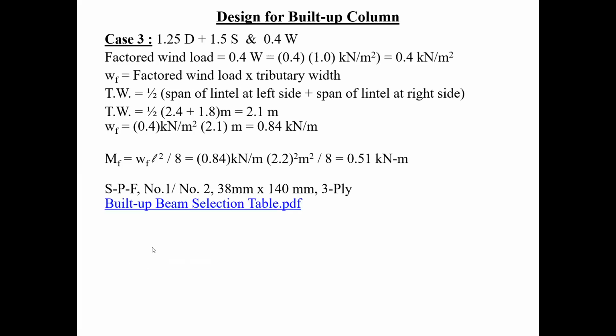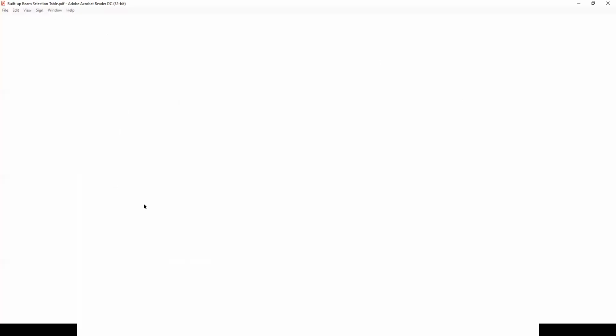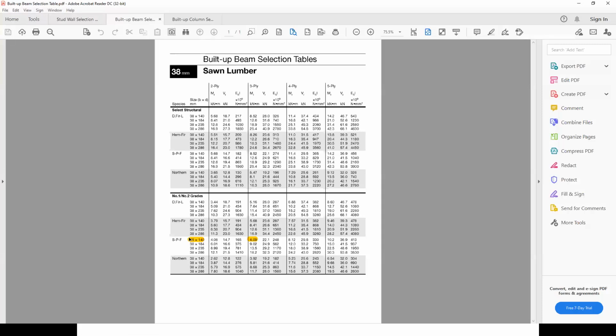Okay, so you go to built-up beam tables, SPF number 1, number 2. Okay, so we come here and we look for SPF 38 by 140, 3 ply. Here's the MR value. So that's where I find the MR value. Okay, but don't forget, this is for a number 1, number 2 grade. So 6.09 kilonewton meters is the MR value, and now we need the MR value for number 3.